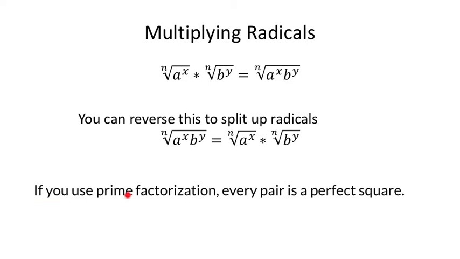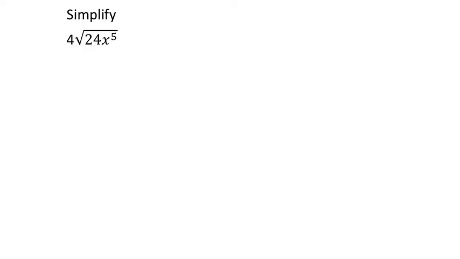Yeah, if you use prime factorization, every pair would be a perfect square, or every triple would be a perfect cube, if that makes sense. If it doesn't, that's okay. We're going to see some examples. But from those, that's what we're kind of splitting up here. Okay, so we're going to simplify this one. And again, the calculator will do this work for you, at least some of it. Not all of it, but some.